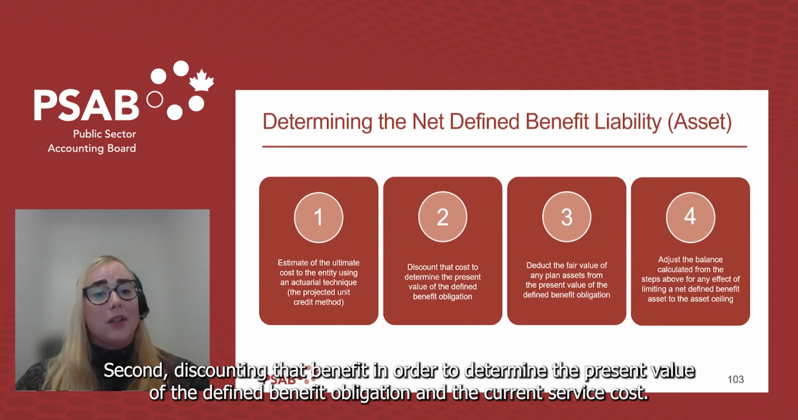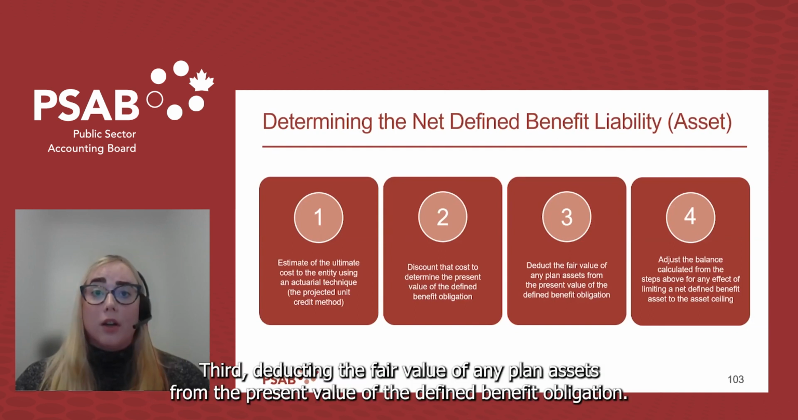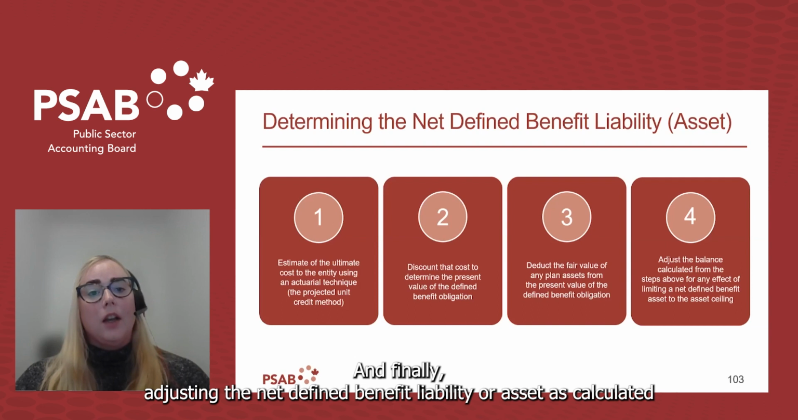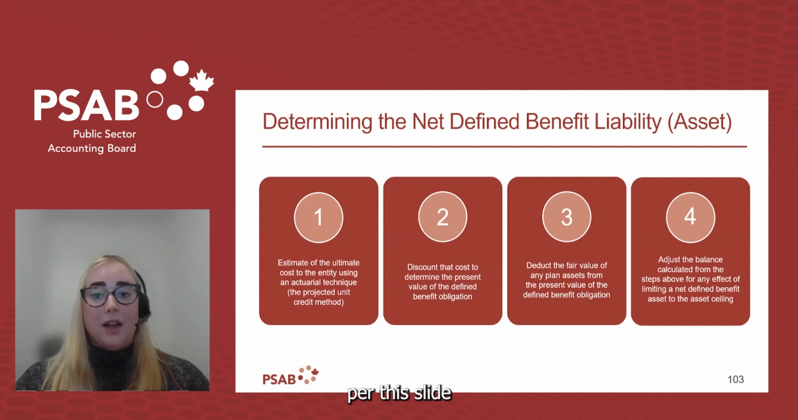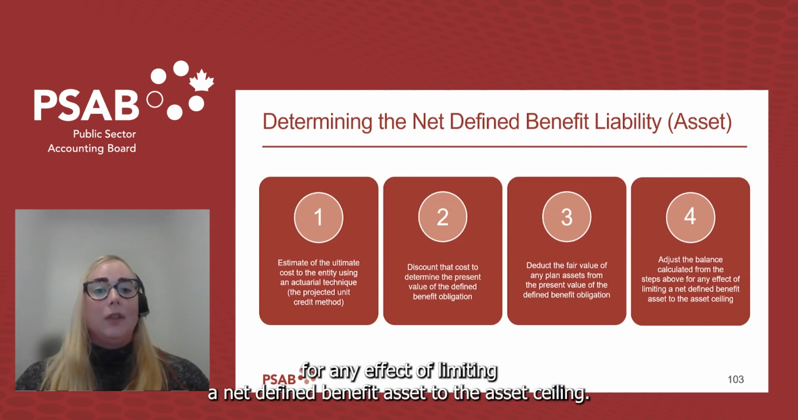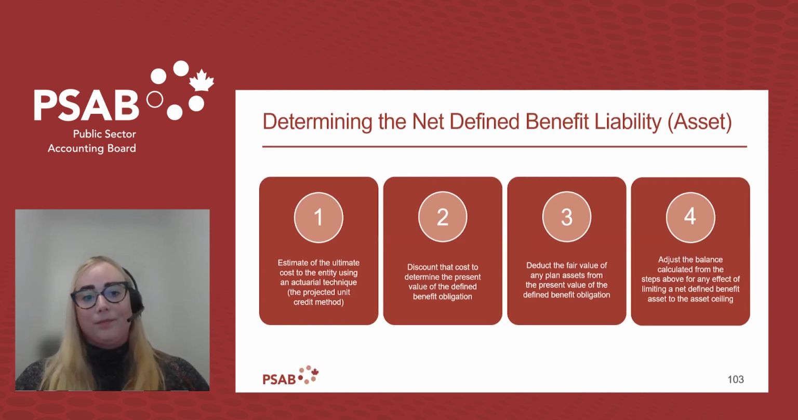Second, discounting that benefit in order to determine the present value of the defined benefit obligation and the current service cost. Third, deducting the fair value of any plan assets from the present value of the defined benefit obligation. And finally, adjusting the net defined benefit liability or asset as calculated per this slide for any effect of limiting a net defined benefit asset to the asset ceiling.